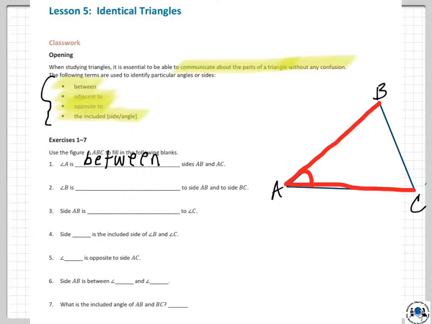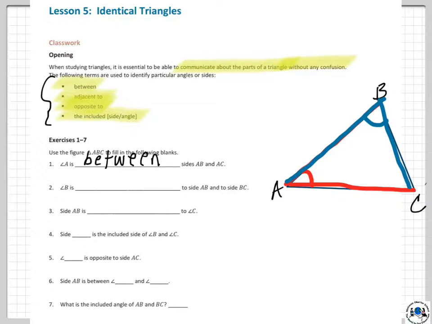So angle B, and here's angle B. I'll just do it in a different color. We're going to really fill this up with color here. Here's our angle B. Angle B is blank sides AB and BC. And here's AB, and here's BC.